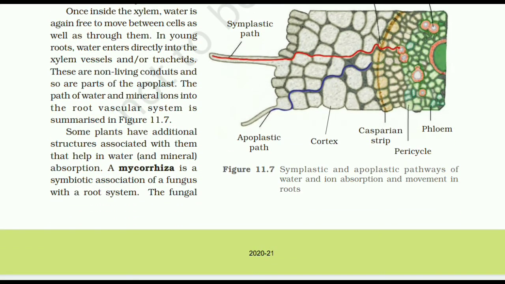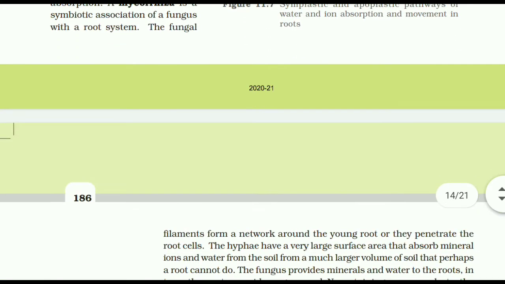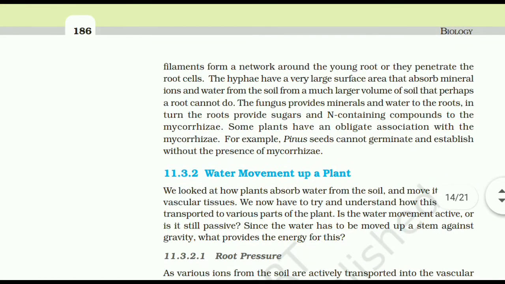Some plants have additional structures associated with them that help in water and mineral absorption. The mycorrhiza is a symbiotic association of a fungus with the root system. The fungal filaments form a network around the young root, or they penetrate the root cells. The hyphae have a very large surface area that absorbs mineral ions and water from the soil, from a much larger volume of soil than perhaps a root can.